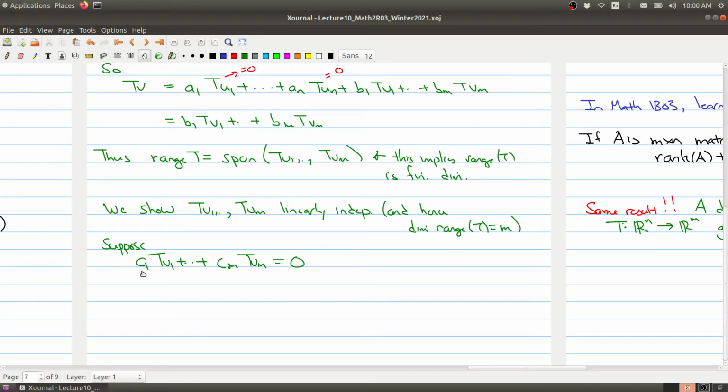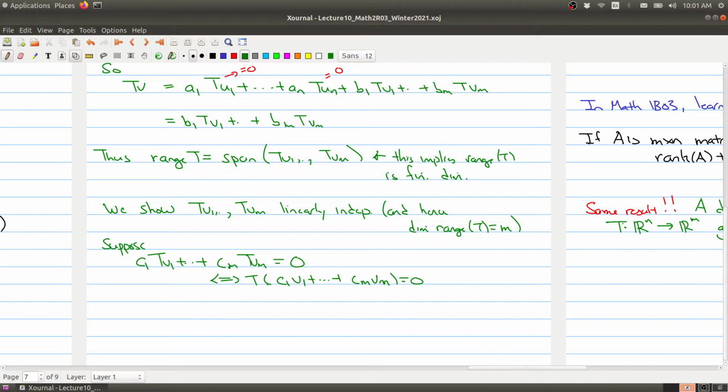So we boil our problem down to showing that these vectors are linearly independent. Well, how do we do that? Let's suppose that we have a combination of these vectors that equals 0. Now, using the properties of a linear map, the homogeneity and the additive property, we can rewrite it as T evaluated at the vector c1 times v1 up to cm times vm, equal to 0.